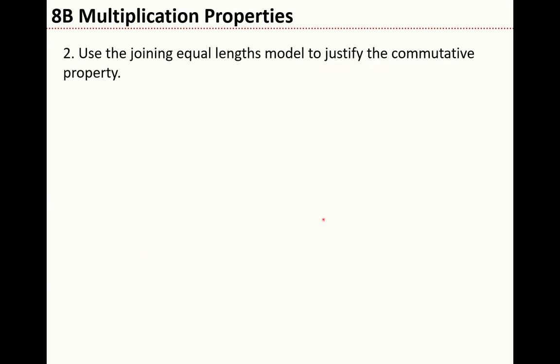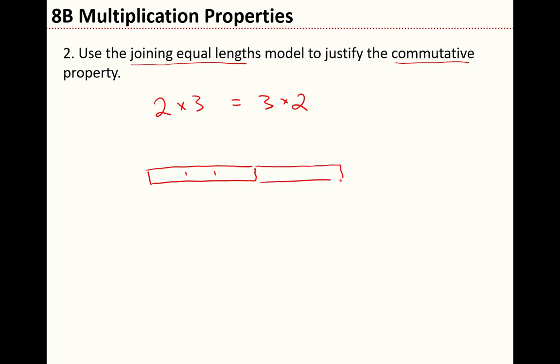Number 2, use the joining equal lengths model to justify the commutative property. So remember, joining equal lengths says that I can think of multiplication as joining several segments of equal length. Let's maybe show 2 times 3 is the same thing as 3 times 2. So 2 times 3, let's imagine I have some kind of a stick of length 3, and I put together end to end with another stick of that same length. Another stick of length 3, so I have 2 times 3.